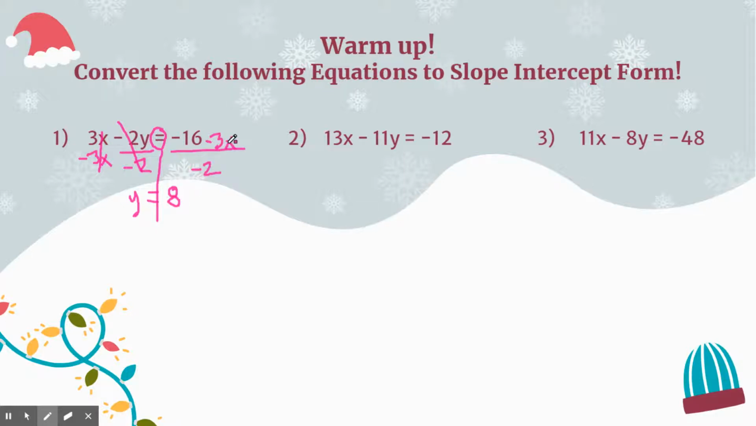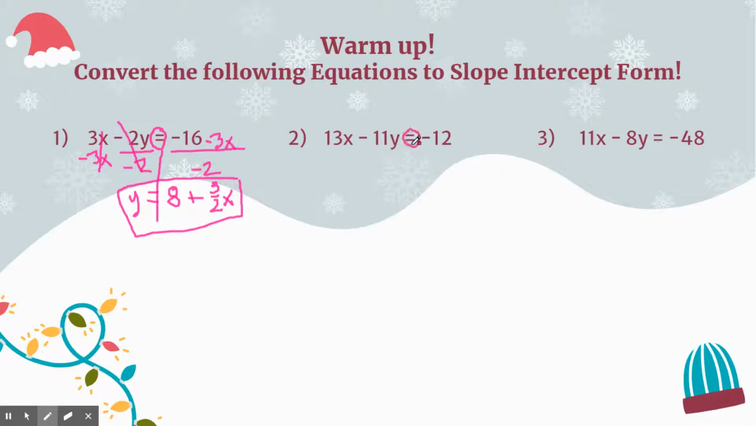Then a -3x divided by -2. Well, a negative divided by negative again makes a positive. 3 divided by 2 is not going to divide evenly, so I'm going to do it as 3/2 x. So it's y equals 8 plus 3/2 x. Moving on to my next one.